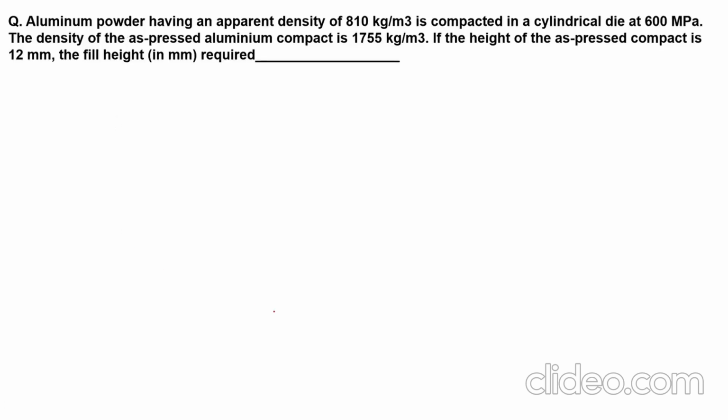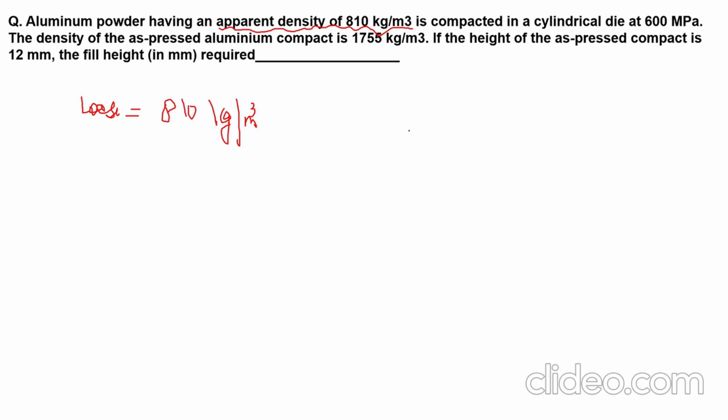So we now have a numerical question, a very easy numerical question, that says that the aluminum powder has an apparent density. So what do you mean by apparent density? It is the density of a loosely compacted powder, that is, before you have gone for sintering. So if you have a loose compact or a loose powder, then you have a density of the loose powder of 810 kg per meter cube. Okay, so this is your density for a loose powder, and it is compacted in a cylindrical die at 600 MPa.